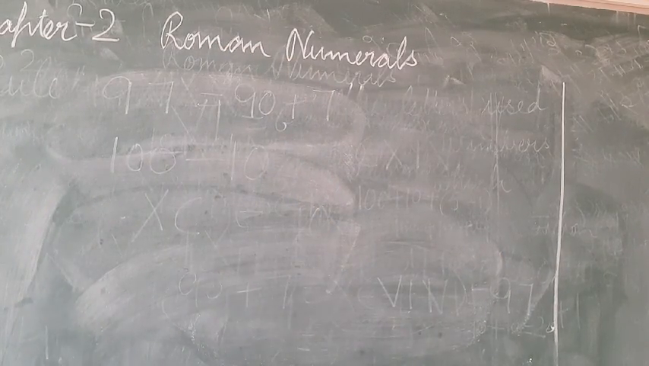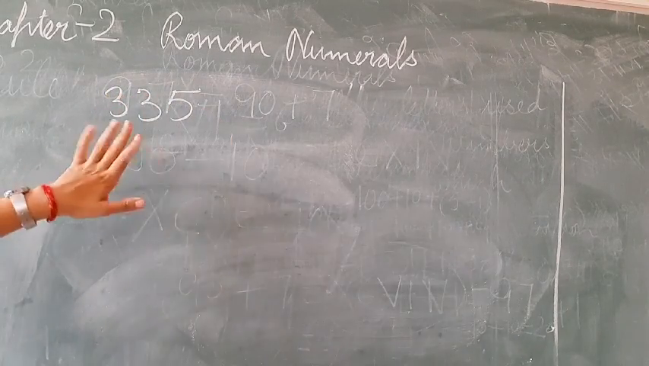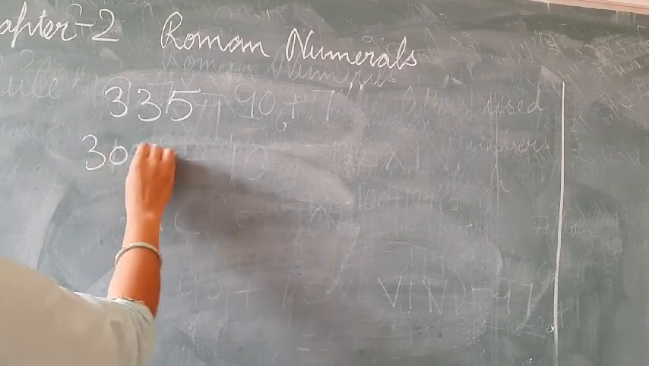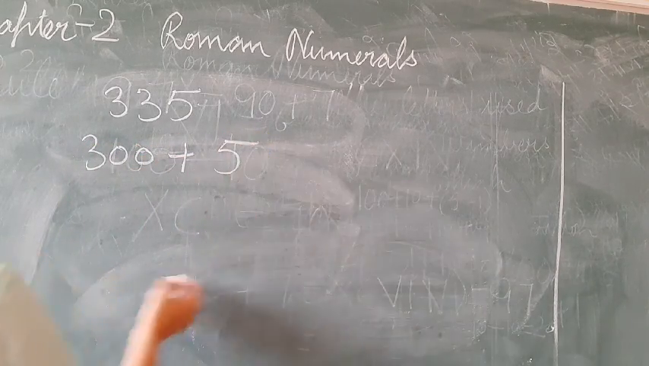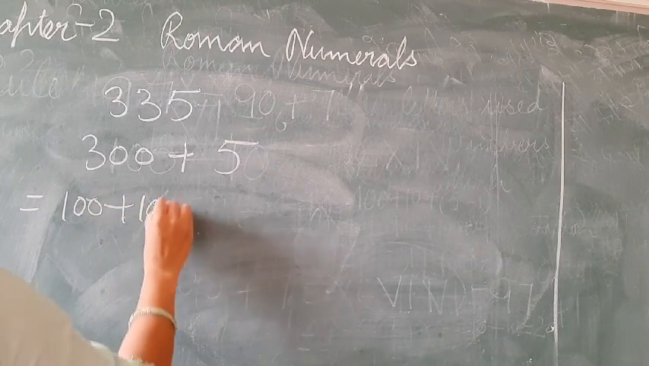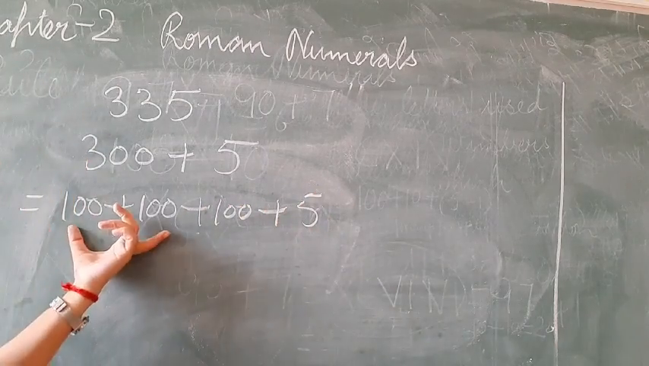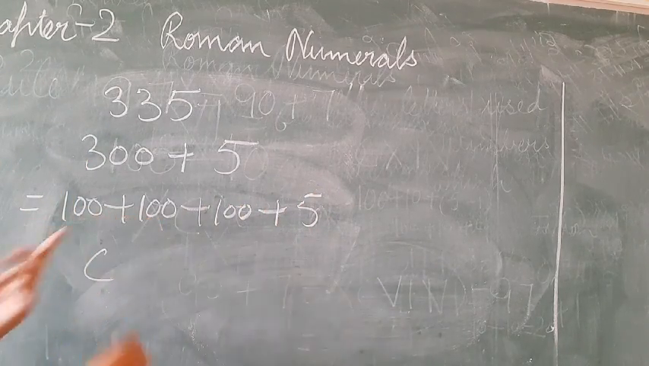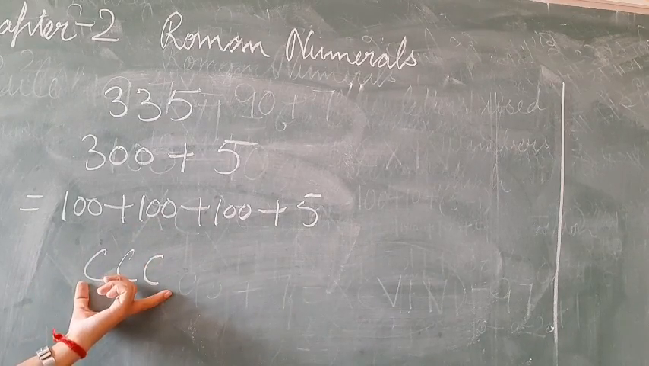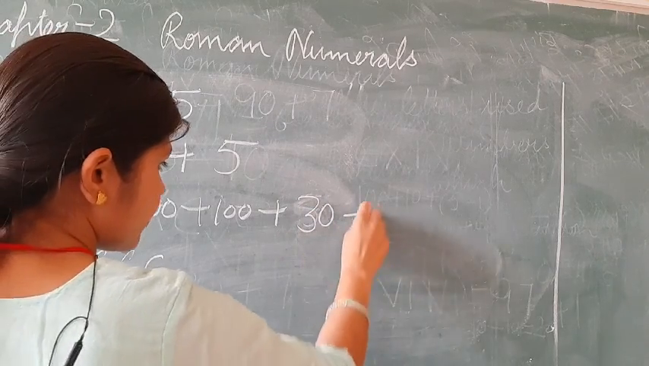One more number, 335. 335 means 300 plus 5. Also 300 is 100 plus 100 plus 100 plus 5. 100 is C, again 100, again C, 100, again C. This is 300. This is 30 plus 5.